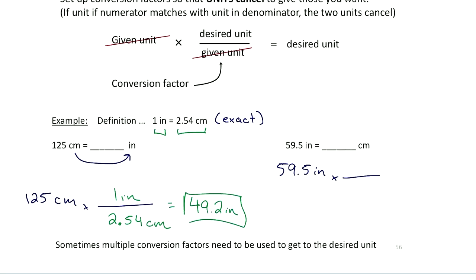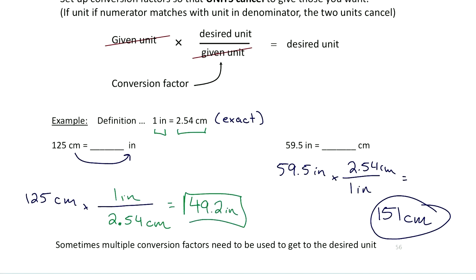Okay, so in this one, going from inches to centimeters, where am I going to put the 2.54 this time? The top, yes, because if I put 2.54 centimeters on top, I put 1 inch on the bottom. So 2.54 centimeters up top. How tall am I? 151 centimeters. 3 sig figs again, all right? 3 sig figs because the 59.5 inches is 3 sig figs as well, all right?